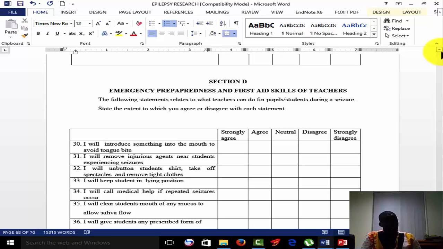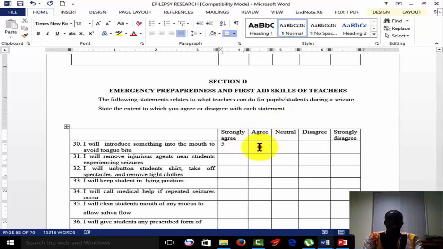Right. So let's look at the first question. I will introduce something into the mouth to avoid tongue bites. Yeah, so I think if somebody is having a fit, and then you introduce something into the person's mouth to avoid the person biting their tongue, I think that is a good thing, right? We all agree, right? So in this case, if you agree, that should be the 5. Strongly agree, then this will go this way. Then this one is going to be 3. This is going to be 2. And this is going to be 1.